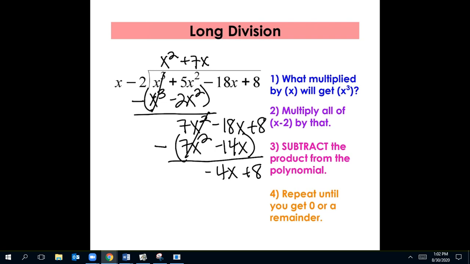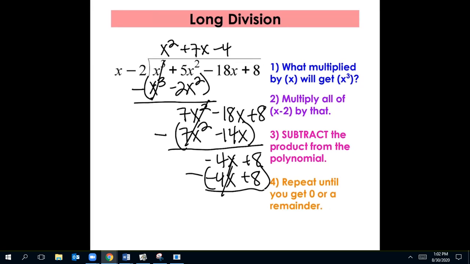And then we repeat one more time. What times x is negative 4x? That's negative 4. So negative 4 times x, negative 4x, negative 4 times negative 2, positive 8. And we'll subtract that whole thing. So negative 4x minus negative 4x cancels, and then 8 minus 8 is also going to cancel, leaving us with a remainder of 0, which we should always get when we divide a polynomial by its factors.